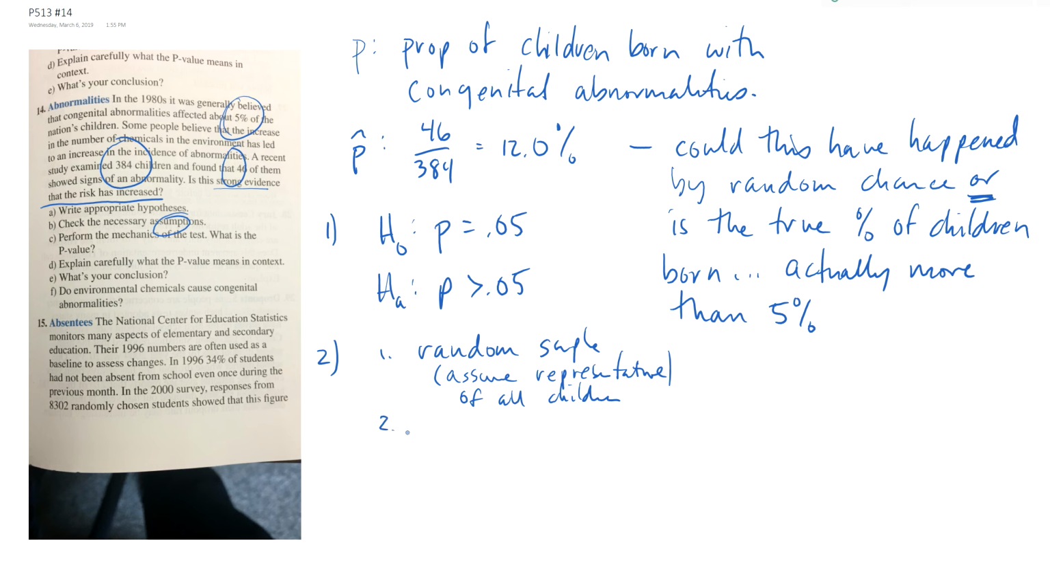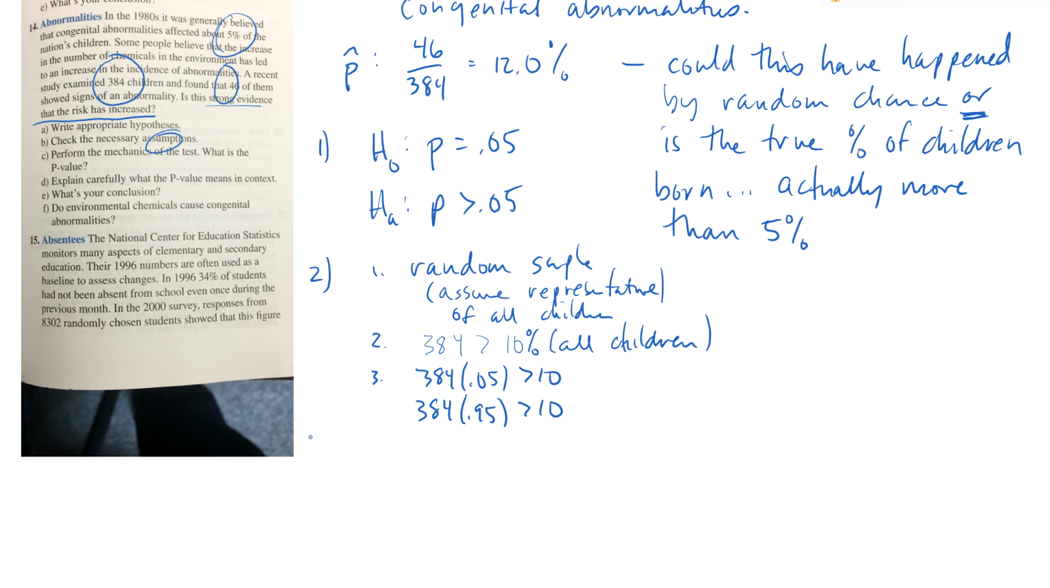So number 2, let's see, N is 384, is it greater than 10% of all children? Definitely true. And NP, 384 times 0.05 is certainly bigger than 10, and 384 times 0.95 is greater than 10. Okay. Does that make sense? Okay, Brady, put your hand down.